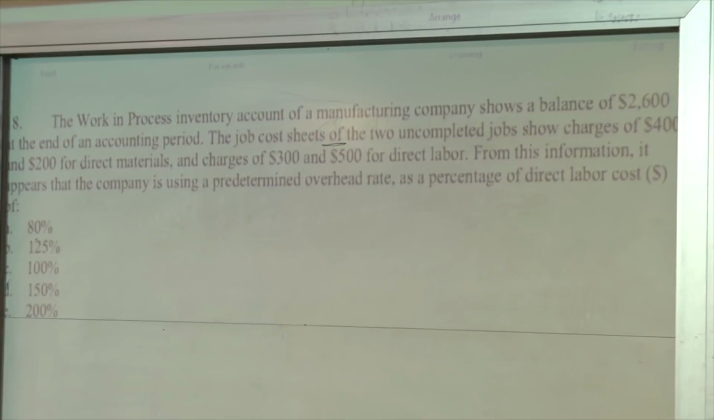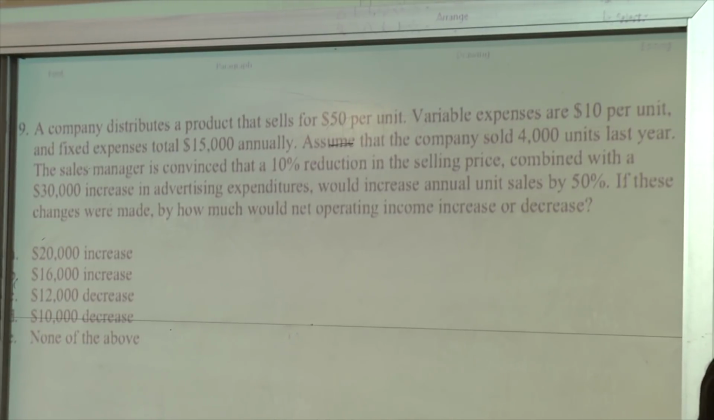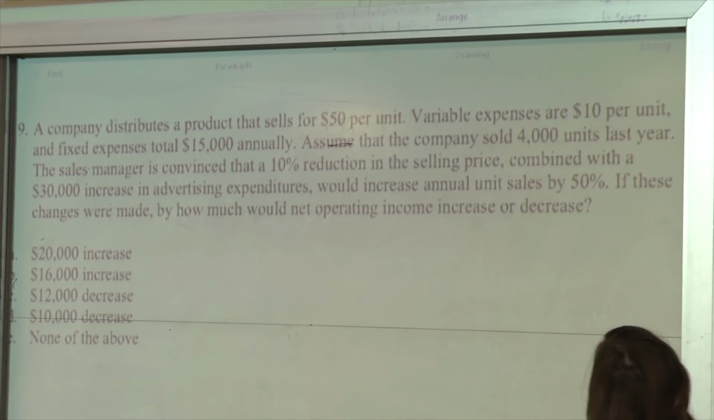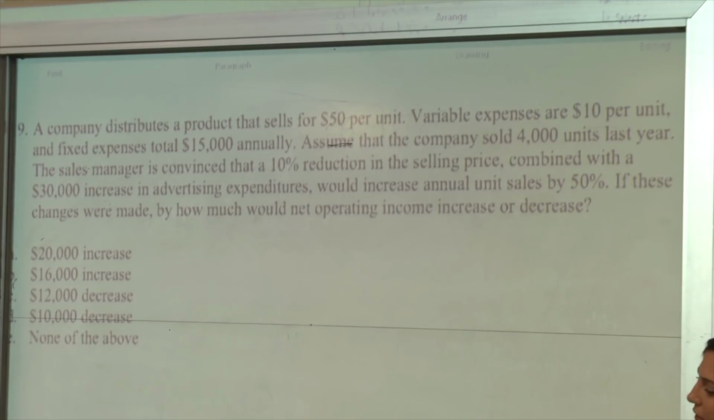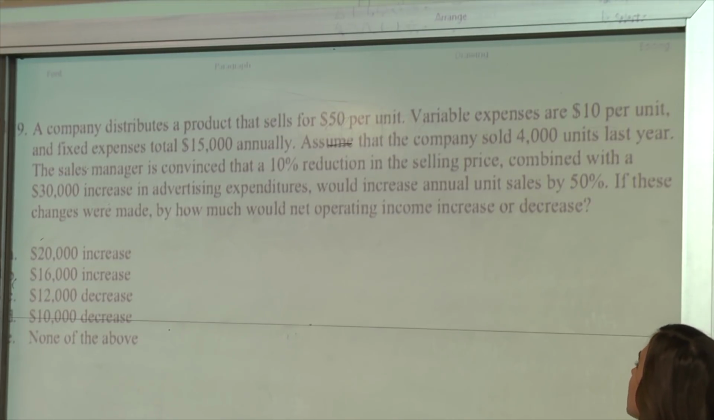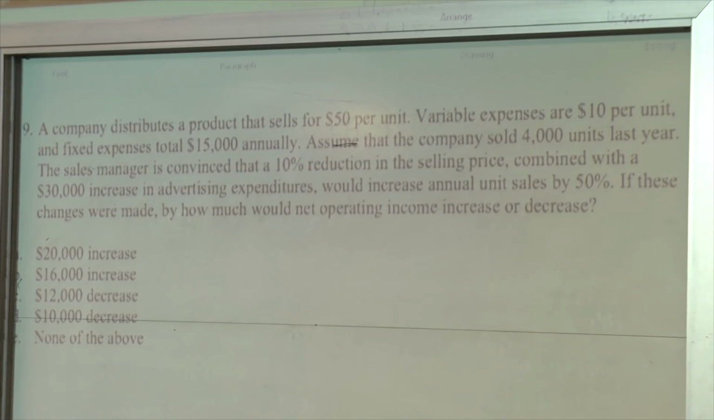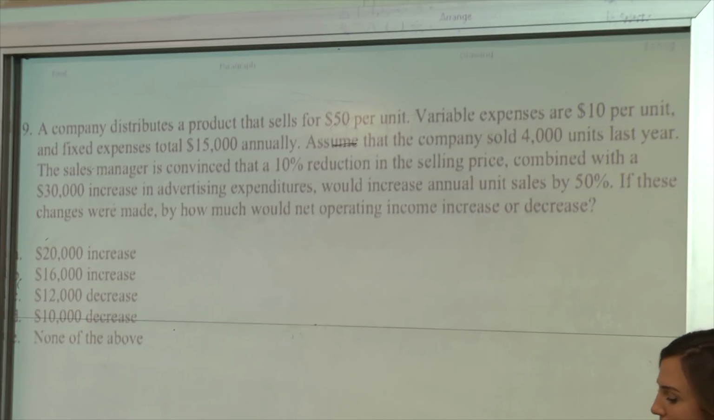So now we're going to move to question 19. And this is a chapter 6 question. So we're looking at a company that distributes a product, and that product sells for $50 per unit. Variable expenses are $10 per unit. Fixed expenses are $15,000 annually. So in this situation, the company sold 4,000 units, and now we're going to have some changes.